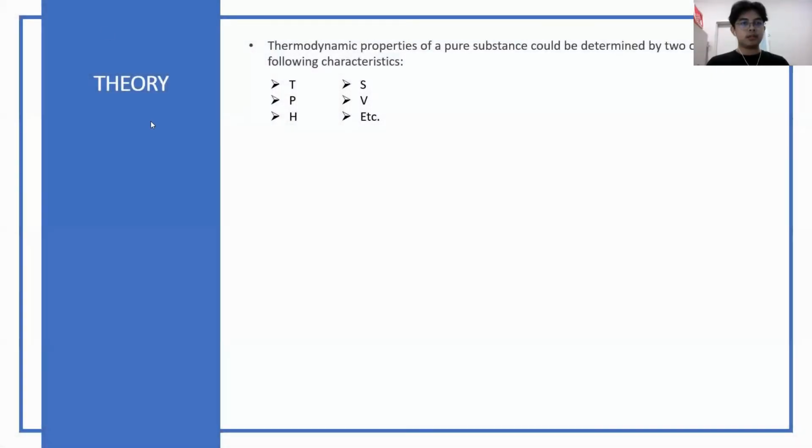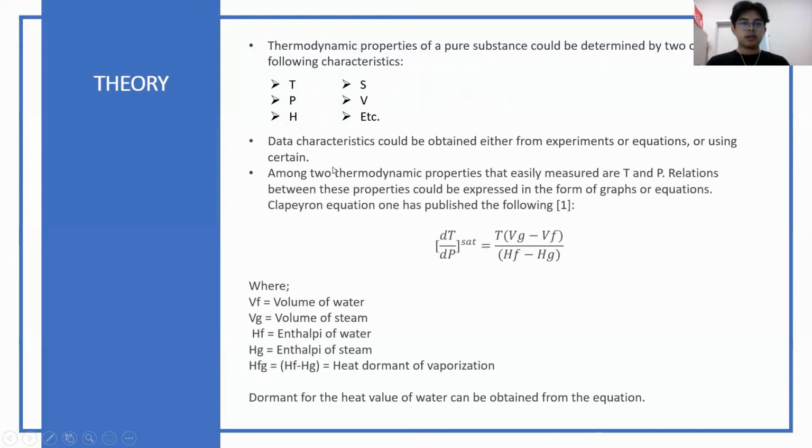Next, I will briefly explain the theory for this experiment. The thermodynamic properties of a pure substance could be determined by two of the following characteristics: temperature, pressure, enthalpy, entropy, volume, and other characteristics. Data characteristics could be obtained either from experiments or equations. Among the thermodynamic properties, the two that are usually measured are temperature and pressure. This is used in the Marcet boiler experiment. Relations between these properties could be expressed in the form of graphs or equations.